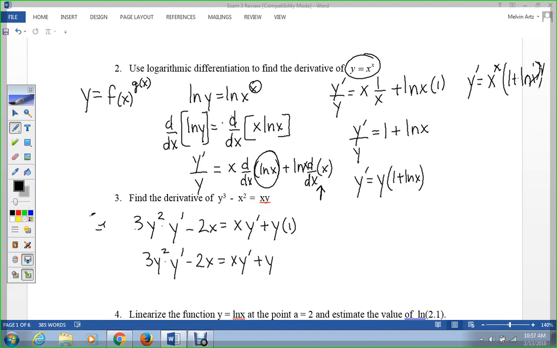Now we're going to get all of our y primes on one side of the equation. So everything that has a y prime, I'm going to get on the left side of the equation. So I would subtract x y prime. Then anything that does not have a y prime, I'm going to take to the right side of the equation. So we would have plus 2x.